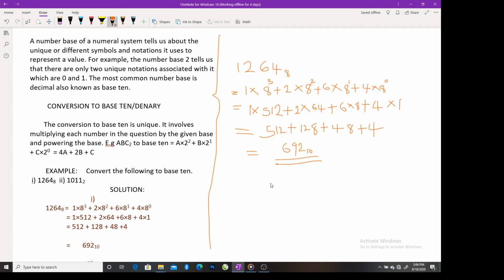So as you can see, the conversion to base 10 is unique. It's quite unique. And that is why any conversion you are doing to base 10, you follow this order. Now let's go to conversion to other bases.